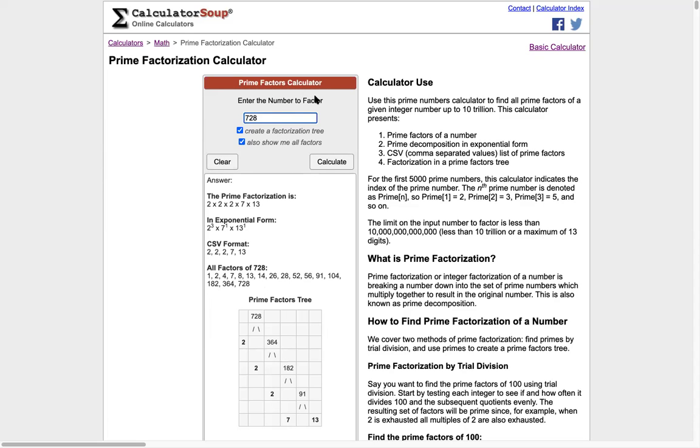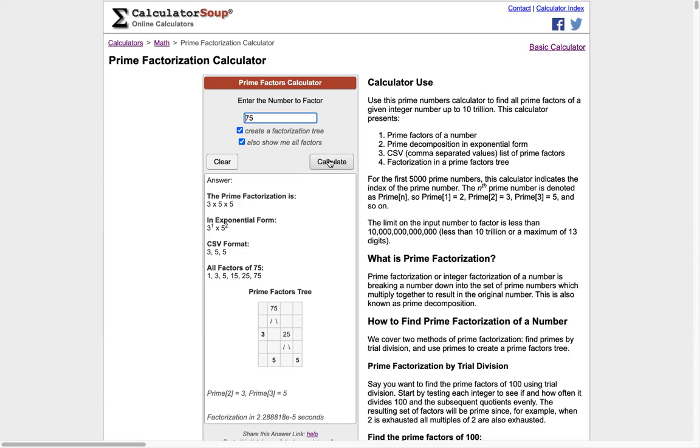Now let's try another number. Let's try to find the prime factors of 75. Let's leave these boxes checked so we get the prime factors tree and also all the factors of 75. Hitting Calculate, you see that the prime factorization of 75 is 3, 5, and 5.